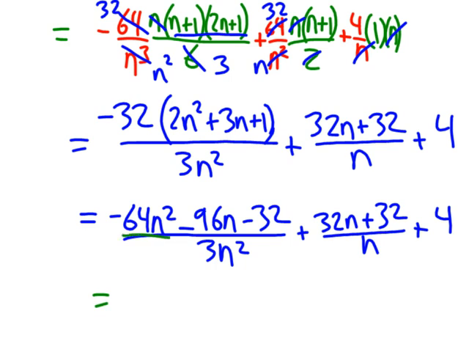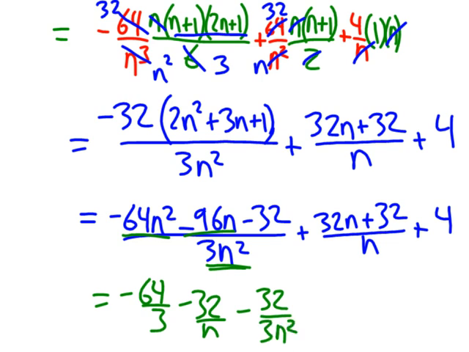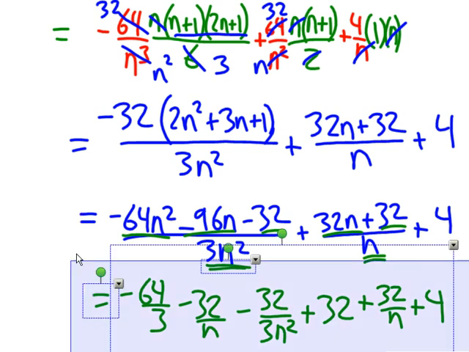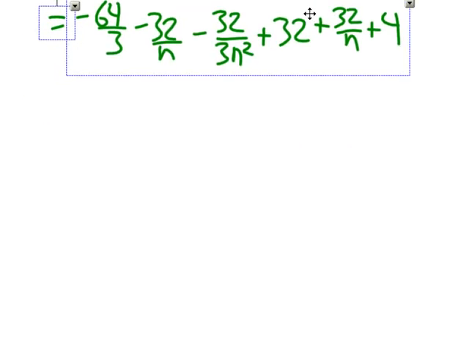So negative 64n squared over 3n squared would give me negative 64 thirds. Minus 96n over 3n squared gives me minus 32 over n. And then finally, minus 32 over 3n squared, plus 32n over n just gives me 32, plus 32 over n, plus 4. And we're almost finished, but I just need a little bit more room. So let's copy onto a new page here and finish this off.